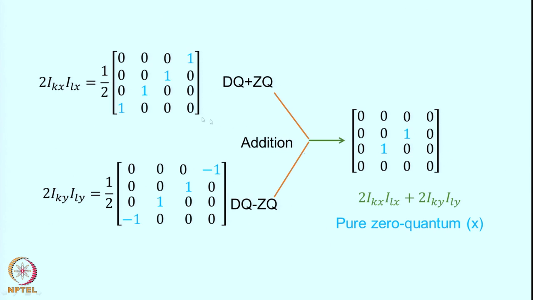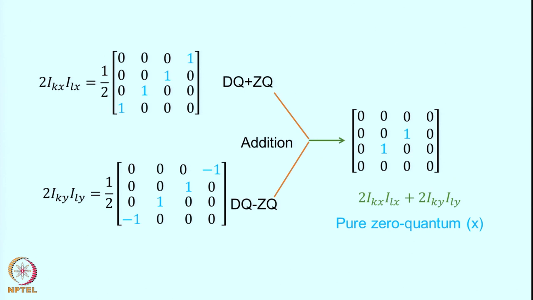We do the same trick as we did before. So we take a summation of these two elements, ikx ilx, iky ily. Remember, these two elements are always there, that is the normalization factor. So I get dq plus zq addition, dq minus zq. I get here 0 0 0 0, 0 0 1 0, 0 1 0 0, 0 0 0 0. So if I take this addition, I have only these elements non-zero. Therefore, this will be pure zero quantum, and I call it x because this is the real number, this is not imaginary.